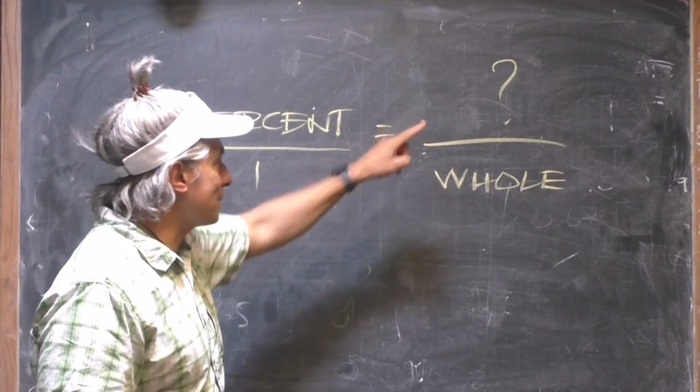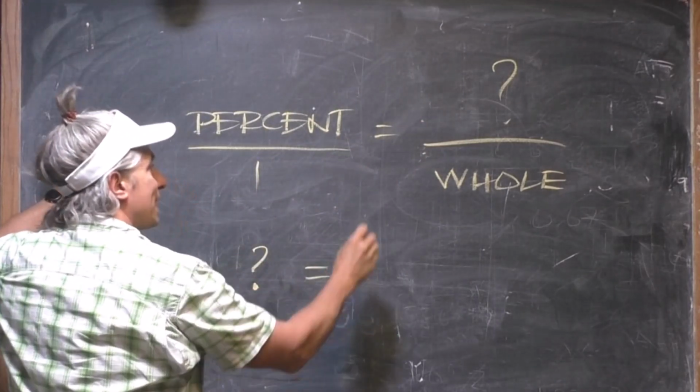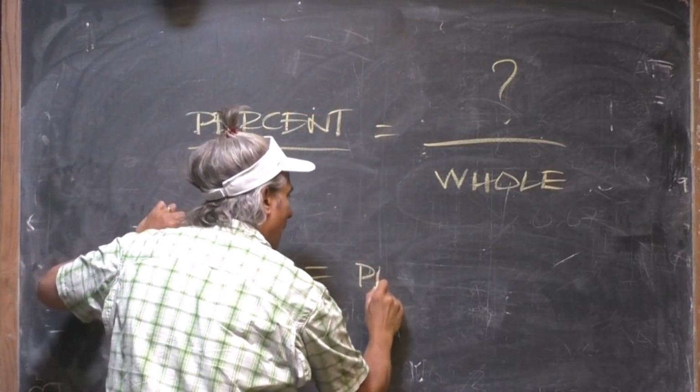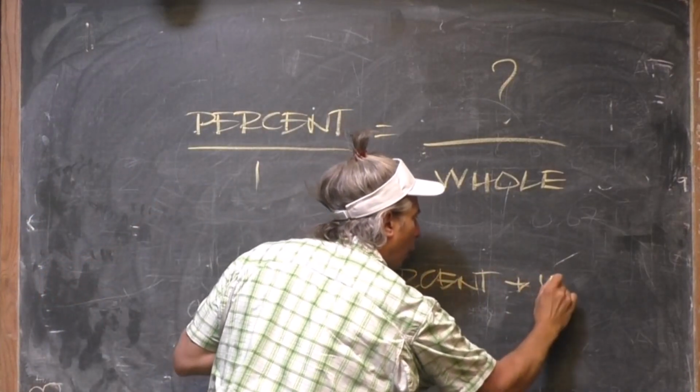So 1 times that question mark is just going to be the question mark, and this is going to be equal to the percent times the whole.